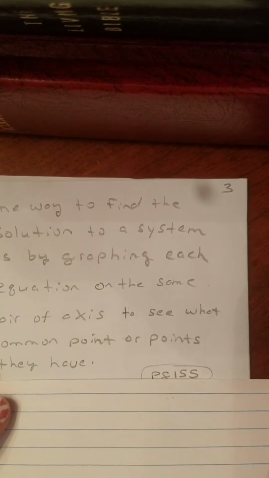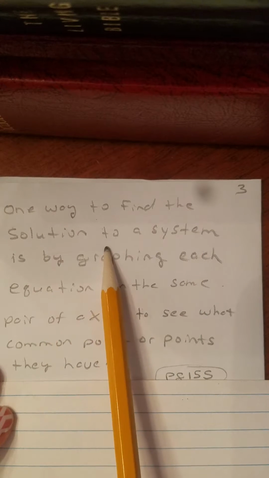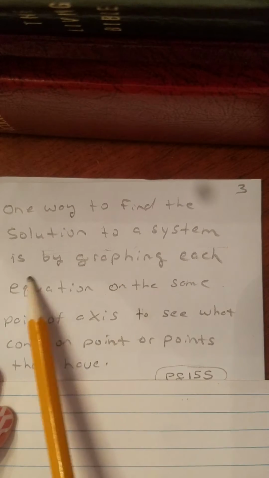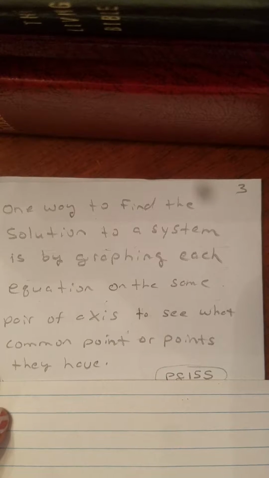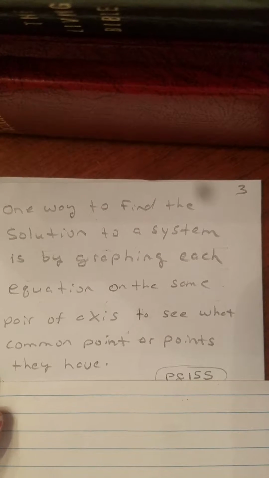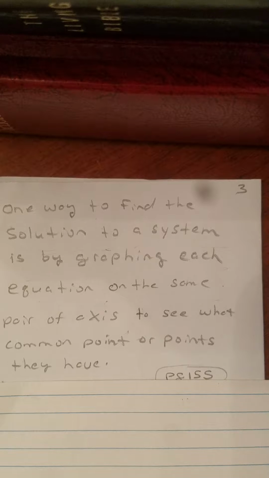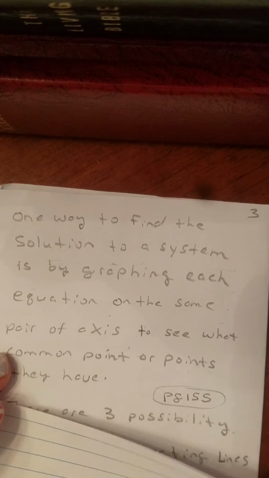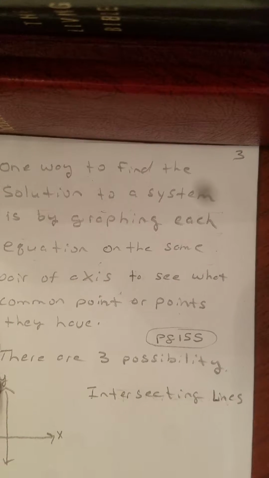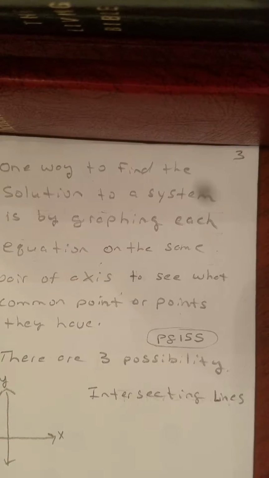All right, so now one way to find a solution to a system is by graphing each equation on the same pair of axes to see what common point or points they have. In other words, if you graph them and they have common points, then you know it'll work for both equations. So that is one way. So let's go ahead and discuss some different possible solutions.